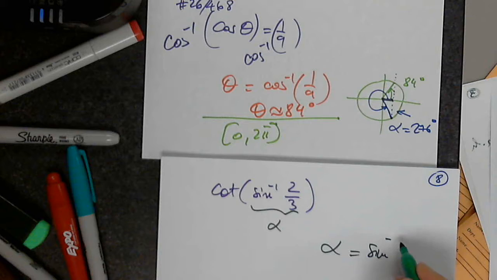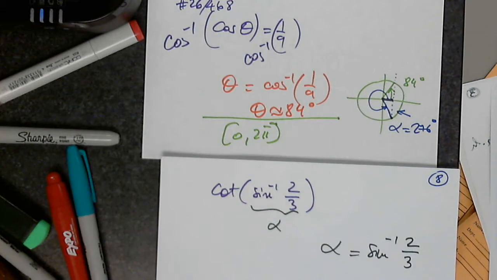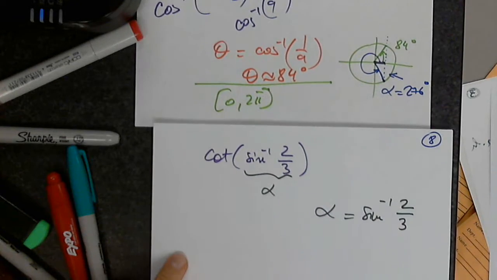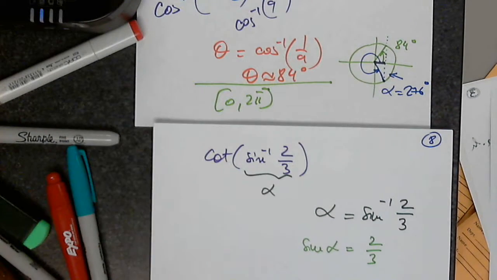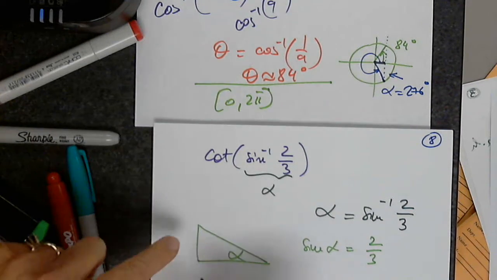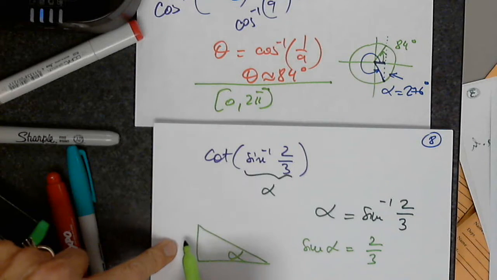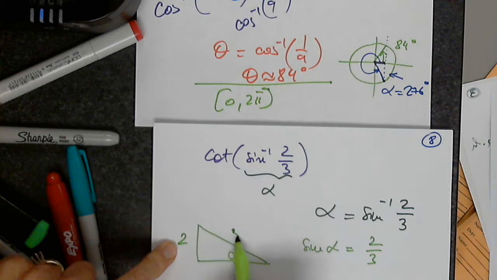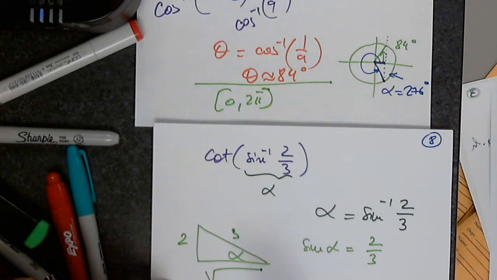So alpha equals sine inverse of 2/3. Good. What do you think we have to do to both sides? Sine. Of course. So then sine alpha equals 2/3. Now I can write the right triangle, not before having sine alpha. So here it is. That's my right triangle. This is an acute angle alpha. What is the opposite? 2. What is the hypotenuse? 3. So what is the adjacent side? The square root of 9 minus 4. Exactly.